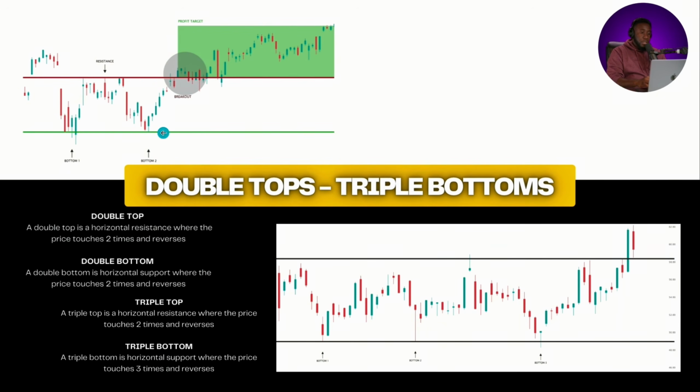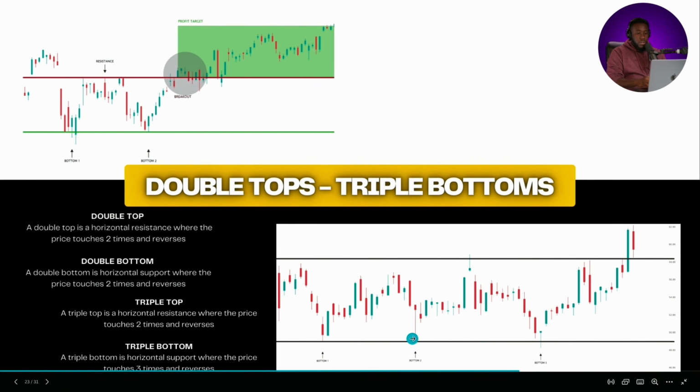Double would be 2 touches. Triple would just be 3 touches. So this would be triple down here. 1, 2, 3. We have 3 touches to the bottom, so we start moving to the upside.